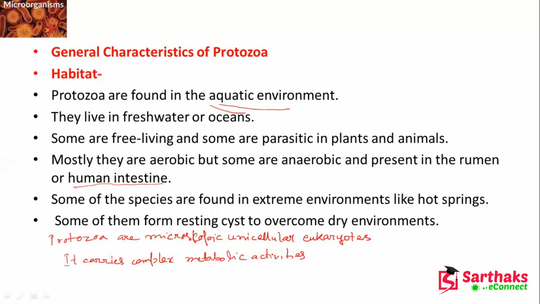So the first thing we know is that protozoa are found in the aquatic environment, and they live in fresh water or oceans. Some are free living and some are parasitic. Mostly they are aerobic, but some are anaerobic also, and present in which organ? That is the human intestine. Some species we can also find in extreme environments like hot springs. Can you imagine that?